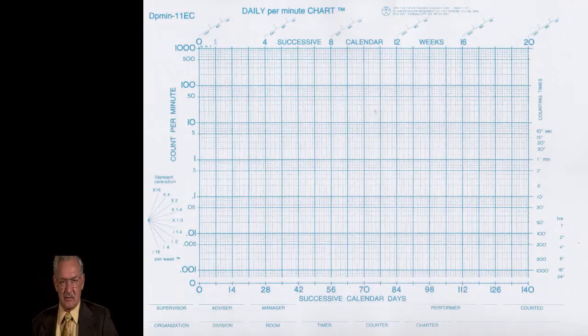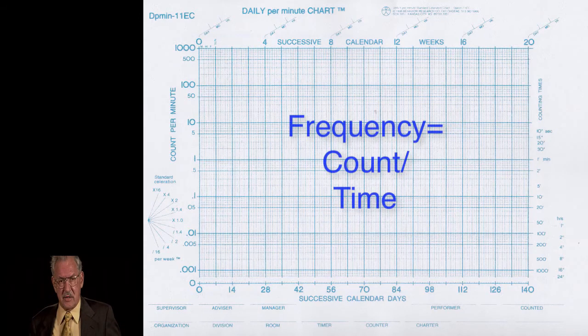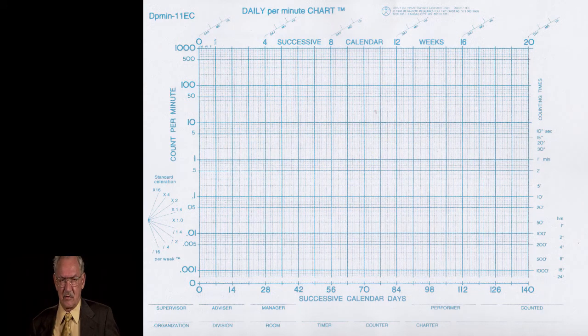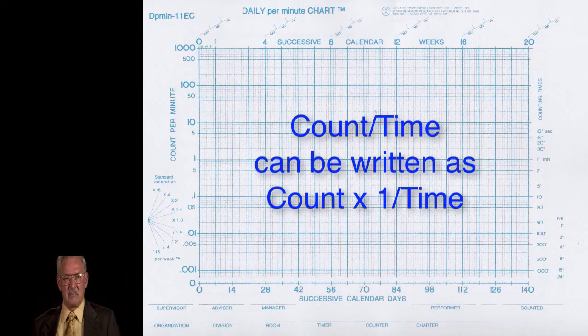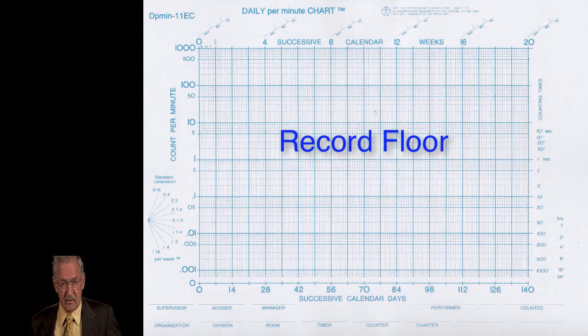We have now put in place some of the procedures necessary to produce a simplified method of charting. Frequency is count over time. Now, we're going to look at the algebra of this for just a moment and call attention to the fact that count over time can be written as count multiplied by 1 over time, right? Frequency is count divided by time, which can also be written as count multiplied by 1 over time, or the reciprocal of time. But what's that? That's the record floor.